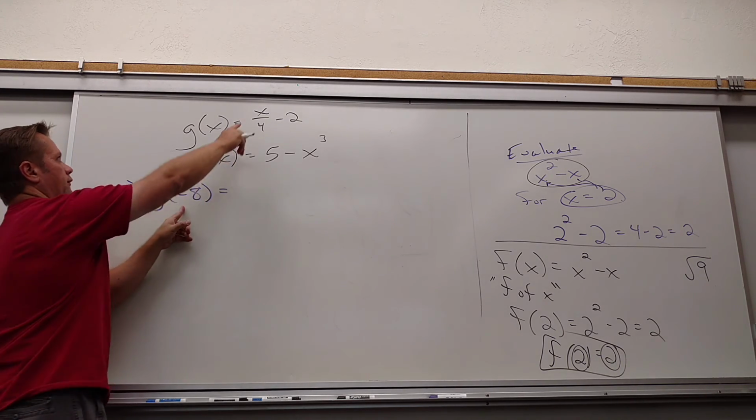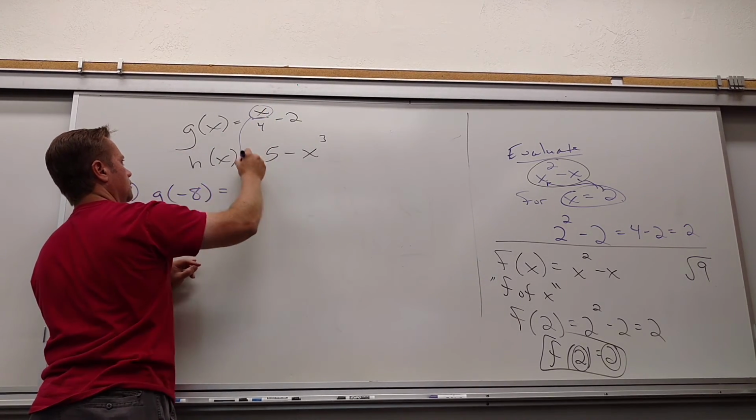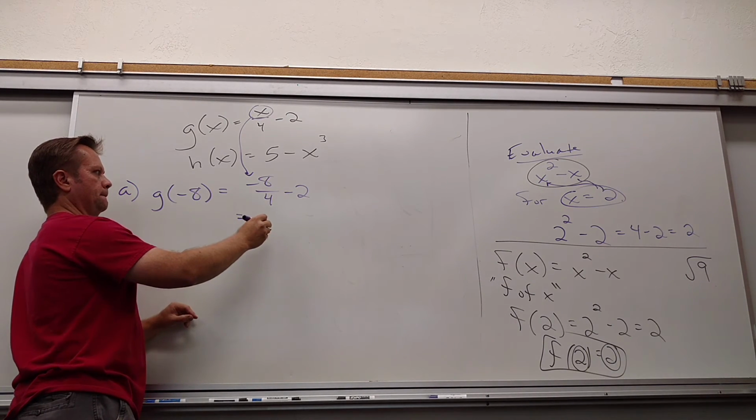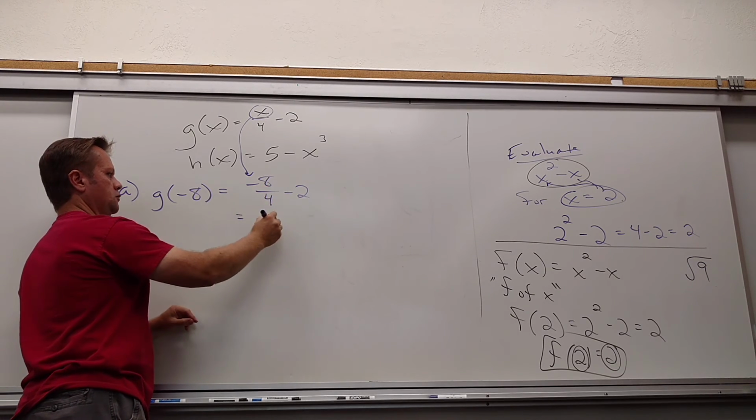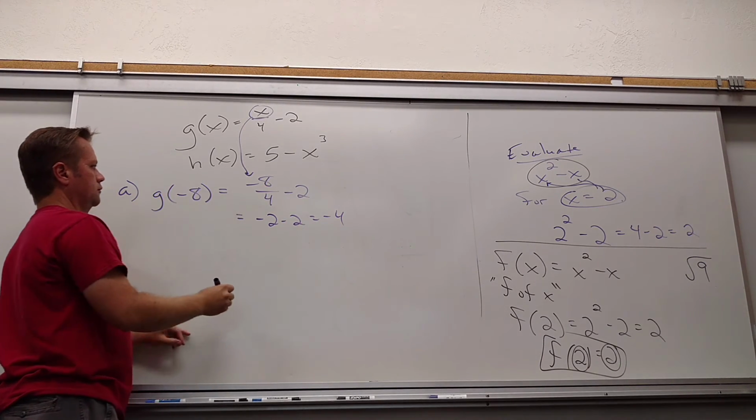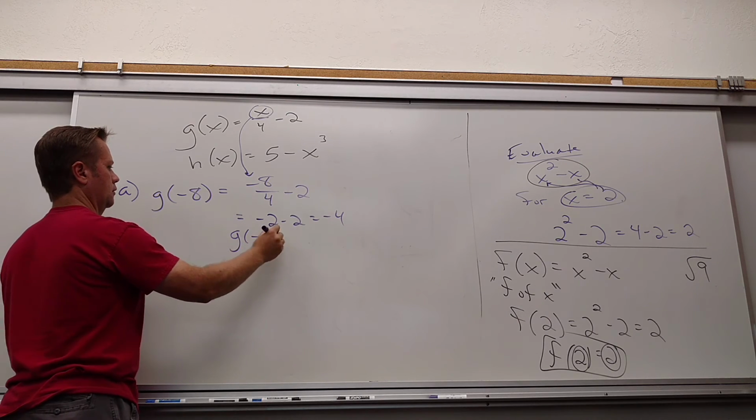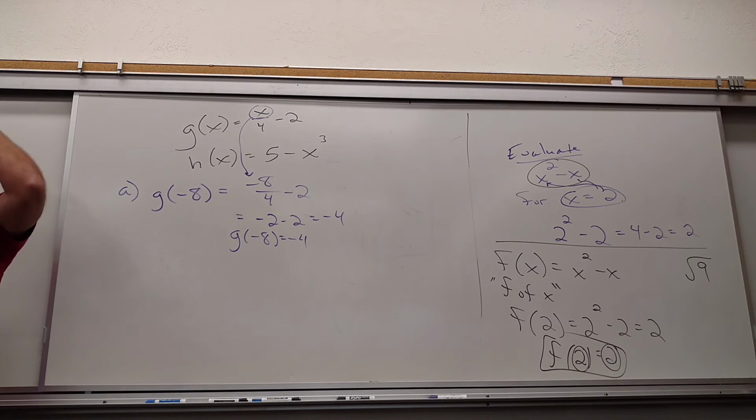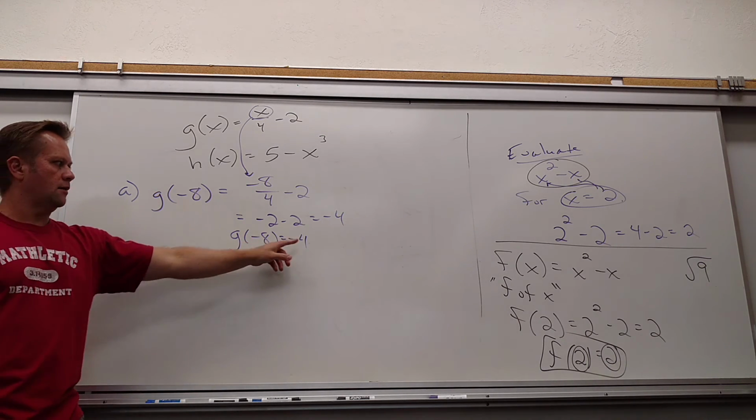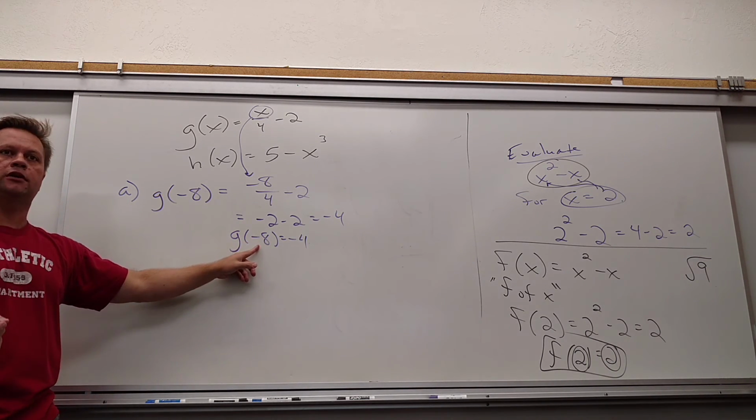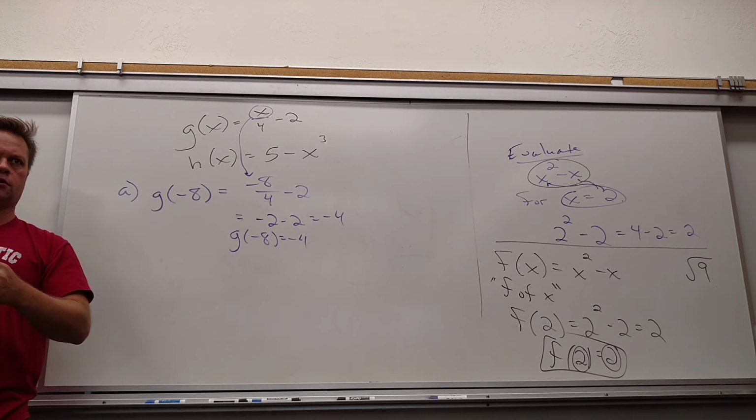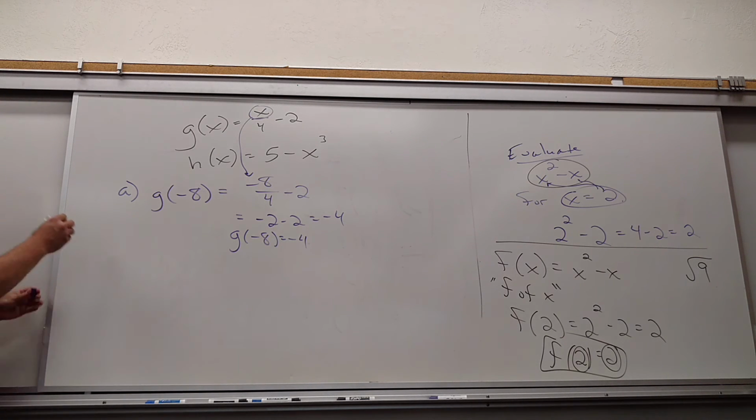So g of negative 8, I just plug a negative 8 in. And then you get what? Negative 2 minus 2, negative 4. So g of negative 8 equals negative 4. So what point does that function go through if I were to graph it? Negative 8, comma, negative 4. I love it. For an x input of negative 8, the output is negative 4. I love it. So here, let's see.